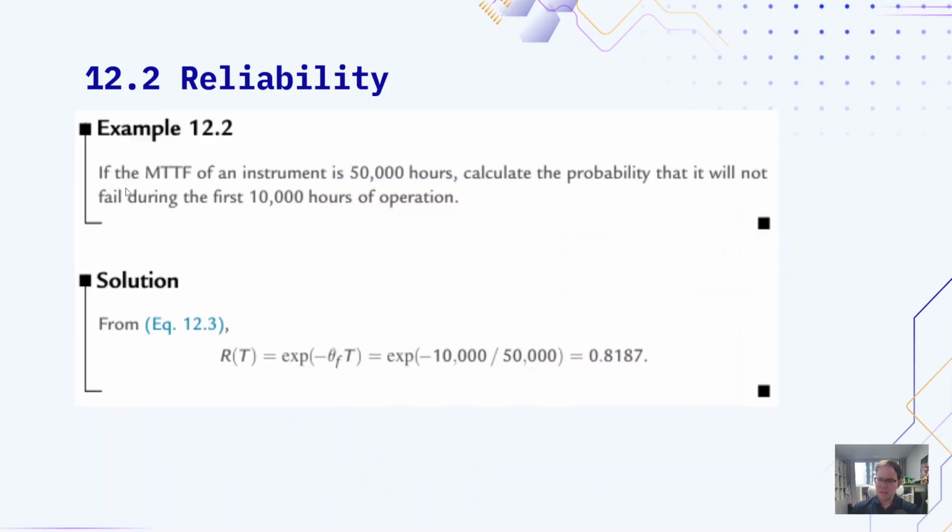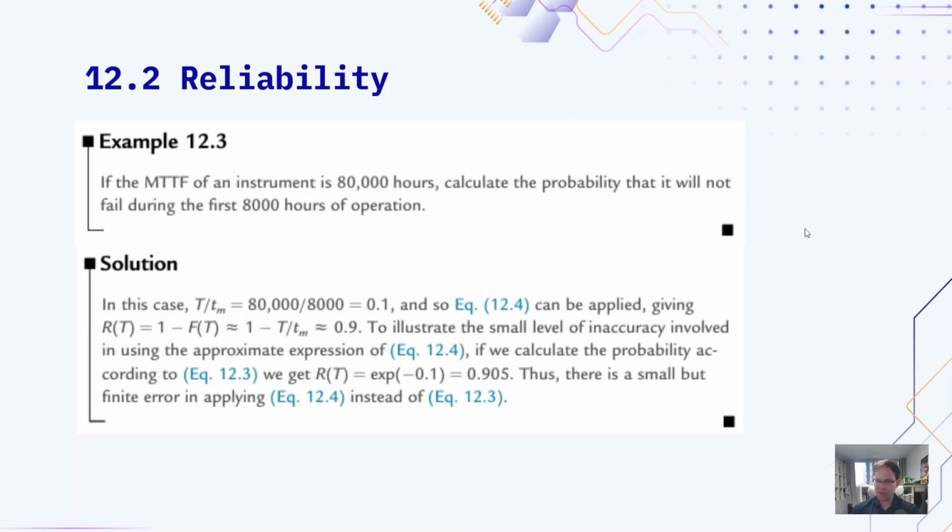Here's an example. If the MTTF, the mean time to failure of an instrument, is 50,000 hours, calculate the probability it will not fail during the first 10,000 hours of operation. So in this case, what is the probability of that? The exponent of minus 10,000 over 50,000 is 0.8187. That's a pretty good non-failure rate in the first 10,000 hours. That's 82% not going to fail in the first 10,000 hours.